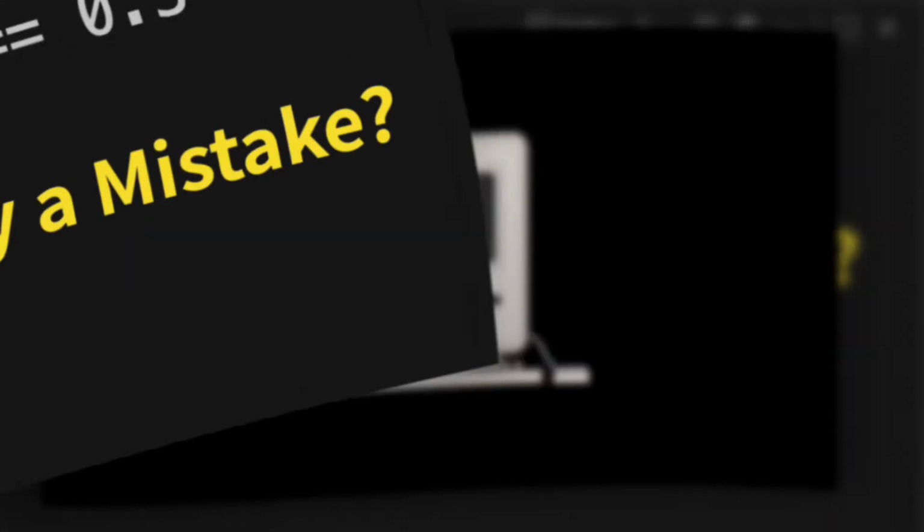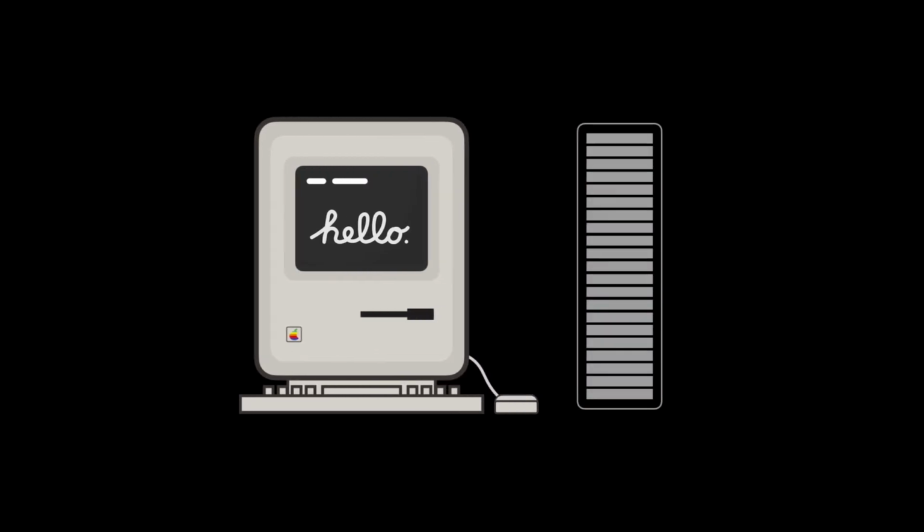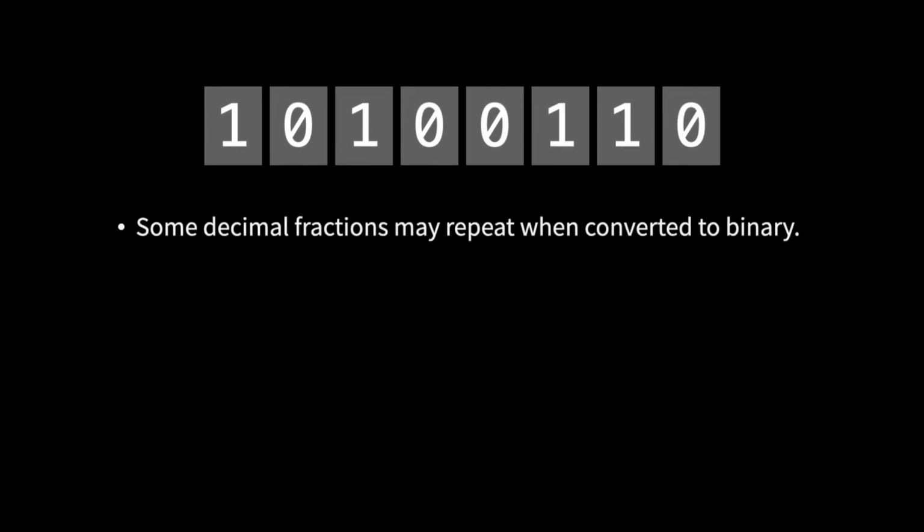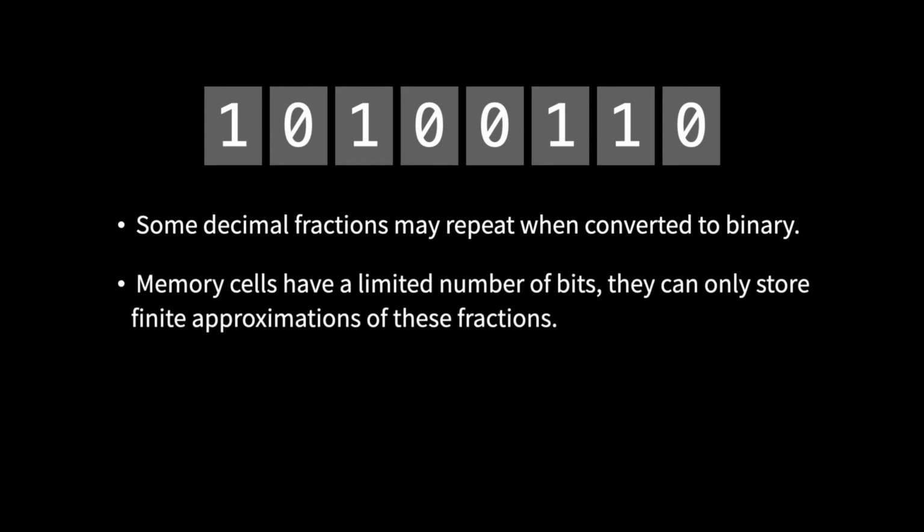Let's take a look. Computers store data in memory, which you can think of as a continuous space made up of many memory cells. Each cell is made of several bits, and each bit can only hold a 0 or 1. That means all data has to be converted to binary when stored. Here's the catch. We use decimal numbers, but some decimal fractions may repeat when converted to binary. Since memory cells have a limited number of bits, they can only store finite approximations of these fractions, which leads to precision errors. Take 0.1 as an example.